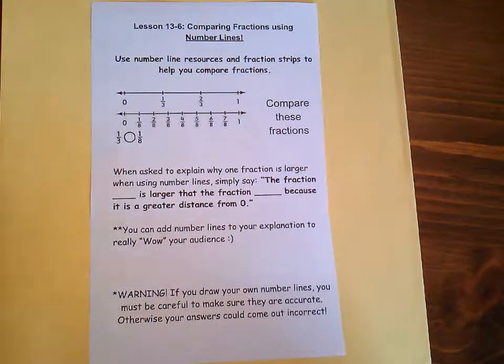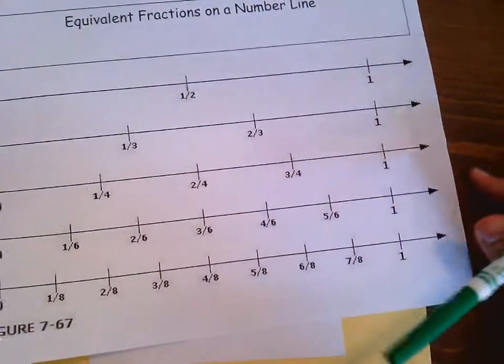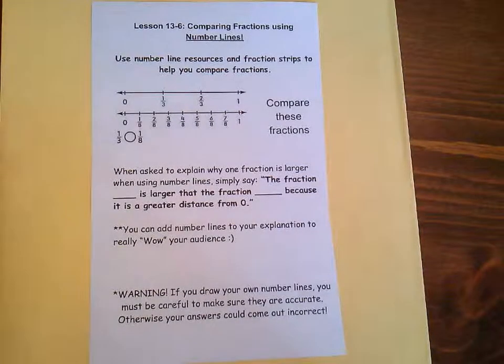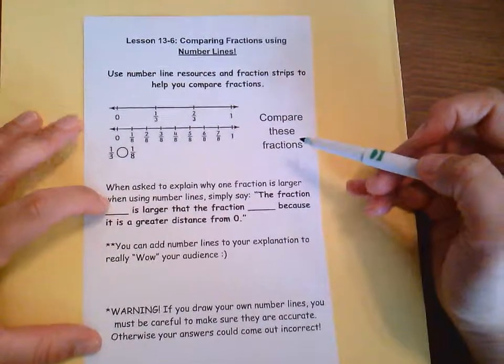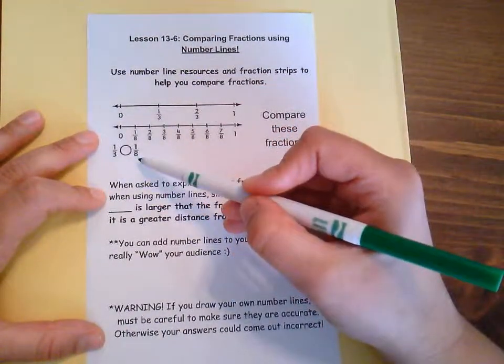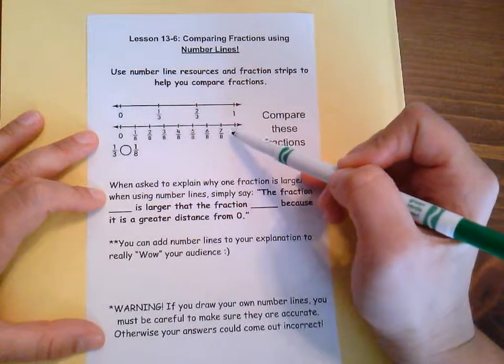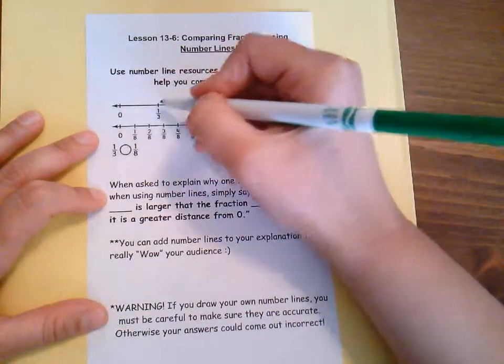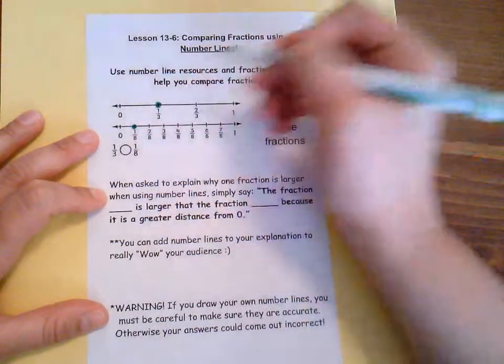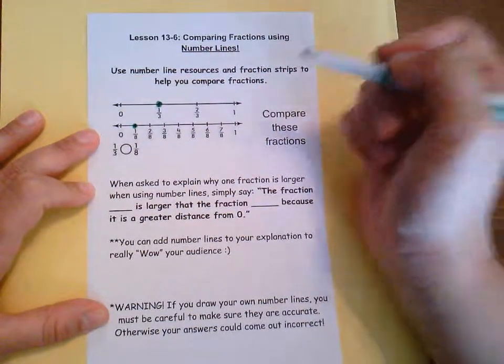So again, if you have your number line resource right here, this would be very helpful to compare fractions using the number line. So let's take a look at our first set. In this case, we want to compare 1/3 and 1/8. So what we want to do is locate each of those fractions on the number line. So here I've got 1/3 and here I've got 1/8. So we want to see which one is larger.